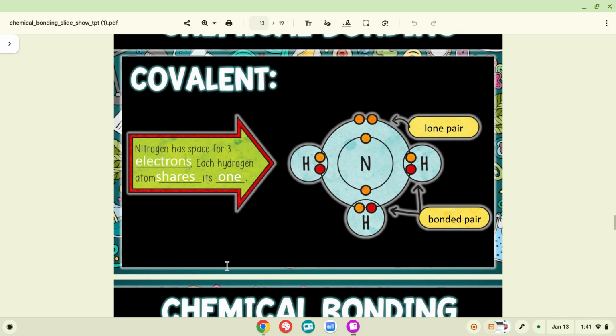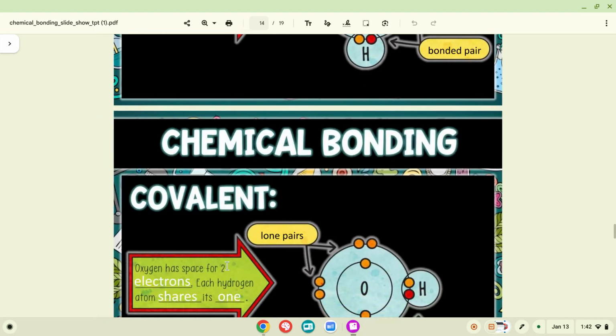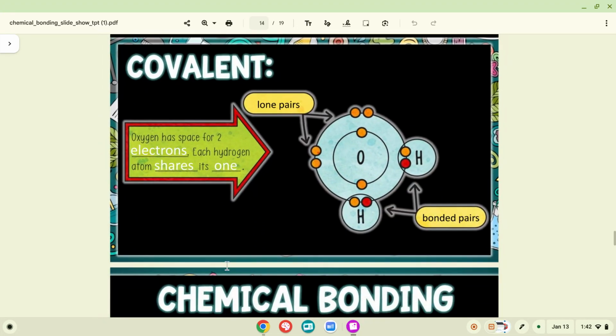Nitrogen has space for 3 electrons. Each hydrogen atom shares 1. So they're actually sharing it in this case. We call that pair that's alone on the outer edge a lone pair that only has ones from nitrogen, and we call the ones that have one from each bonded pairs. Okay?